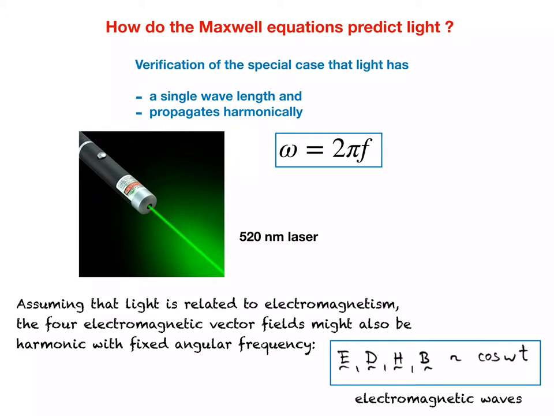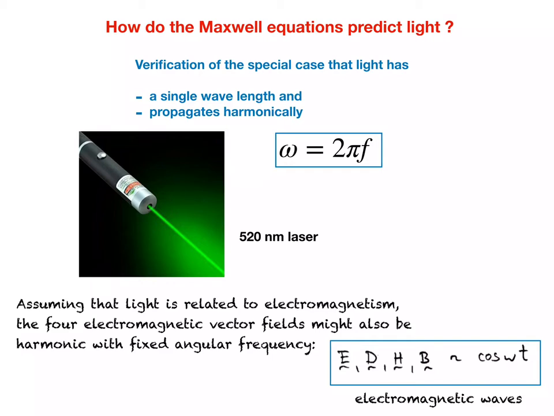How do the Maxwell equations predict light and explain its nature? This can be understood in a very straightforward way for the special case of light with a single wavelength that propagates harmonically through space. An example of this is a laser beam, for example the one shown here, the green light of a 520 nanometer laser. Concentrating on such a special case reduces the mathematical effort considerably, without reducing the physics inside.